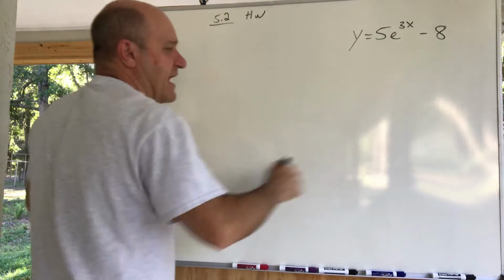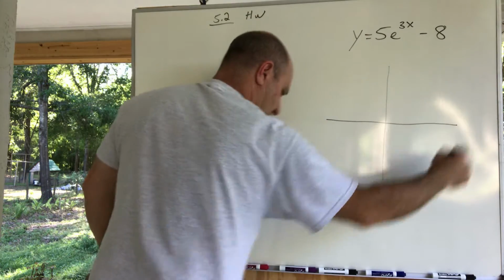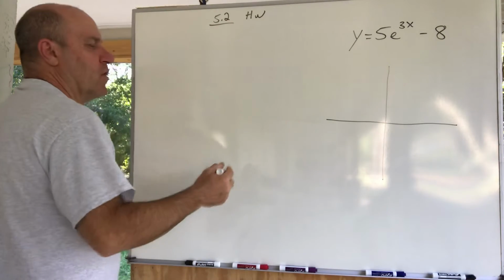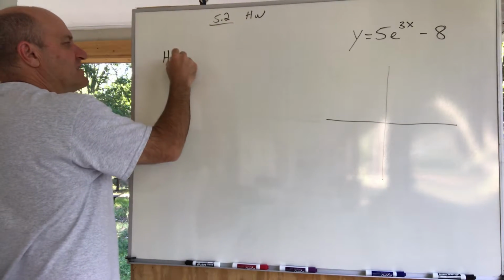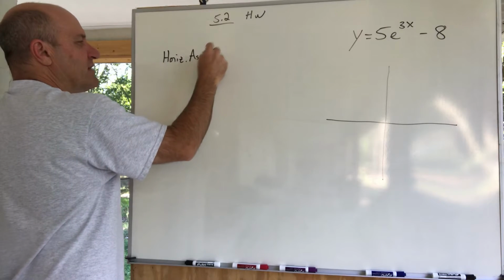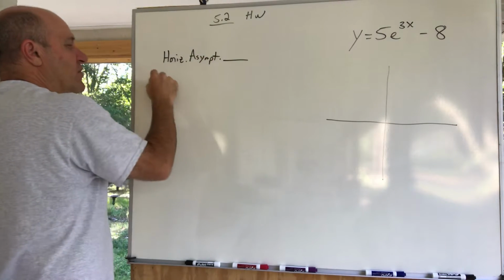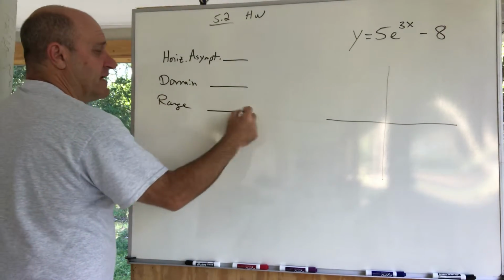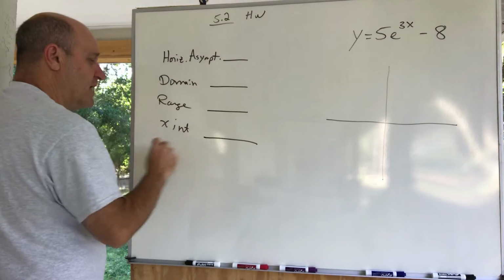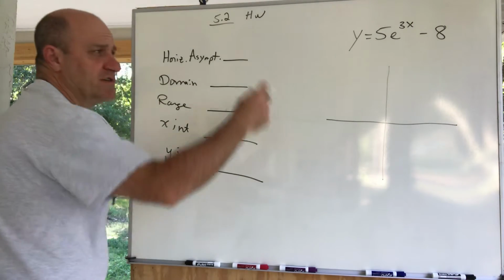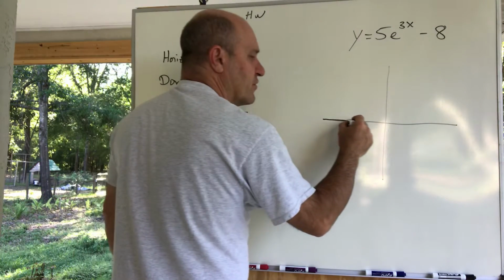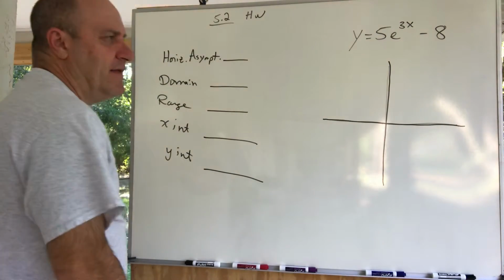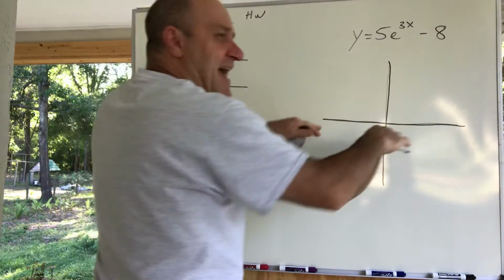What I asked for is a graph, and a lot of important information. I asked for the horizontal asymptote. I asked for the domain. That's easy. I asked for the range. That's easy. I asked for the x-intercept and the y-intercept. This is a typical Smith question. This is a lot like one on your Smith quiz. It's due on Canvas.